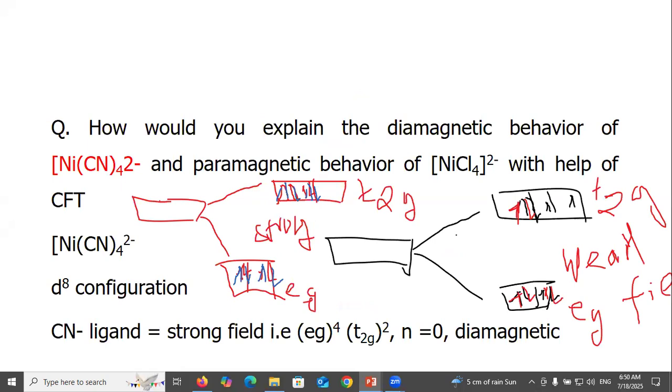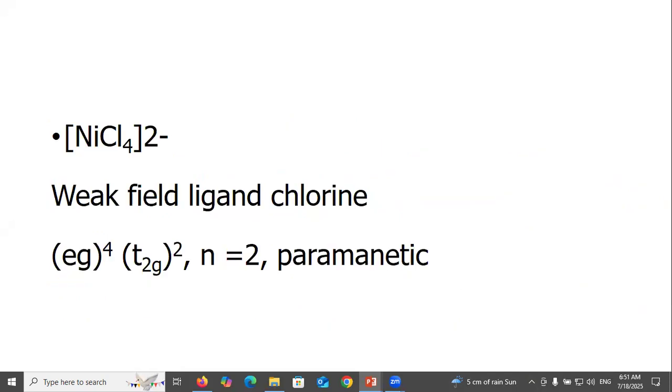How would you explain the diamagnetic behavior of one complex and paramagnetic behavior of the other with the help of crystal field theory? The d8 configuration. Cyanide is a strong field ligand, while chloride is a weak field ligand.